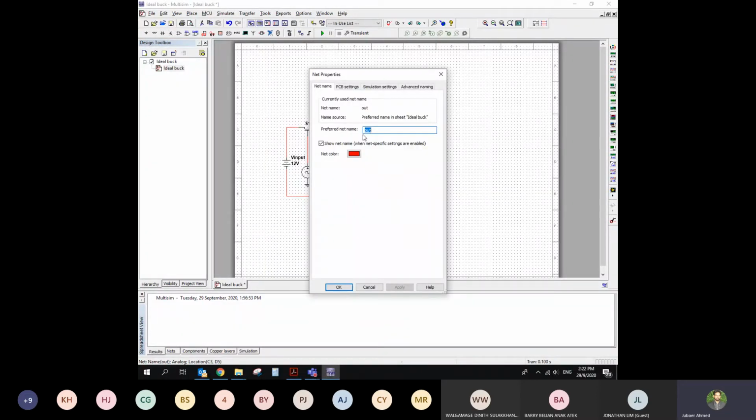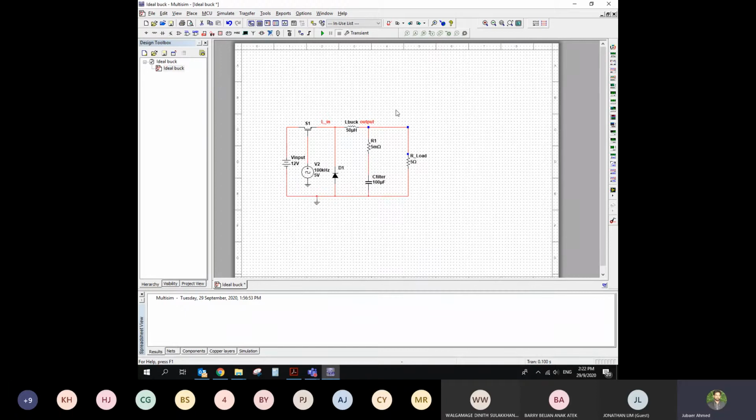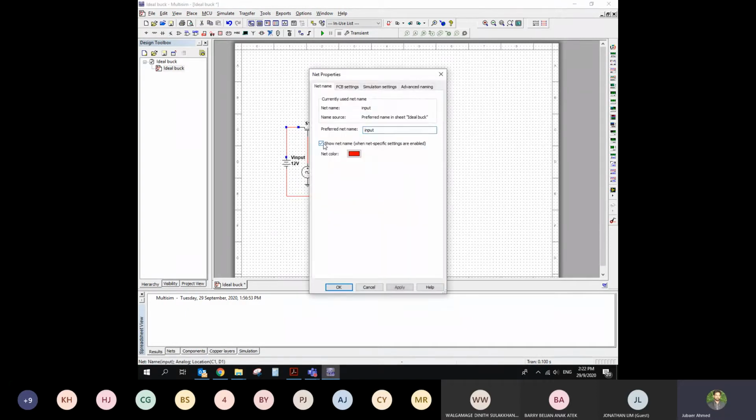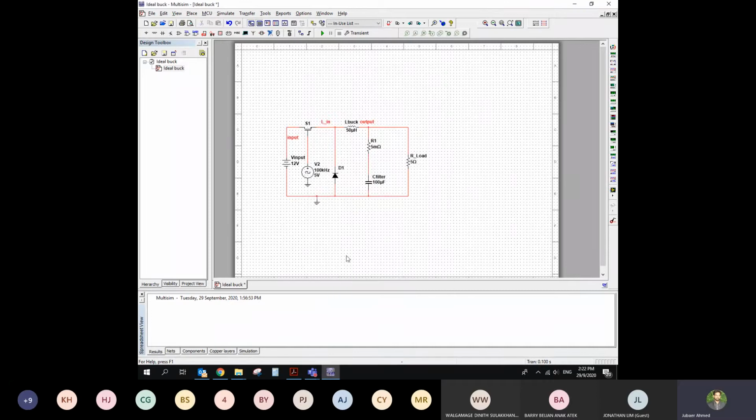So what is the name of this node? This is the output node. So let's call it out or maybe output. Okay, so this voltage node will be named as the output node. This is the input node, L in and output node. So these three nodes are important to us to do the simulation. So first, let's observe the input and output of this converter.